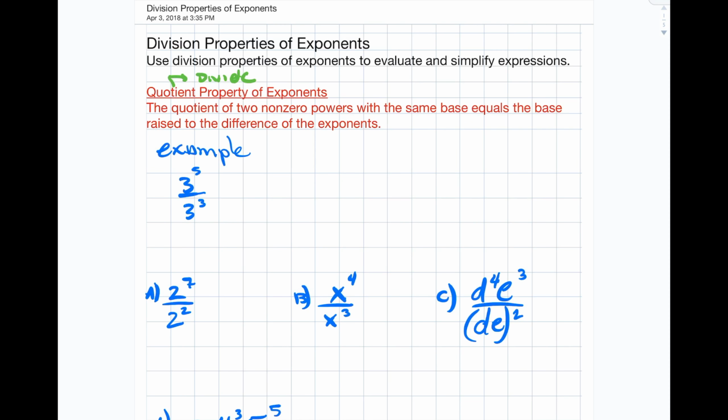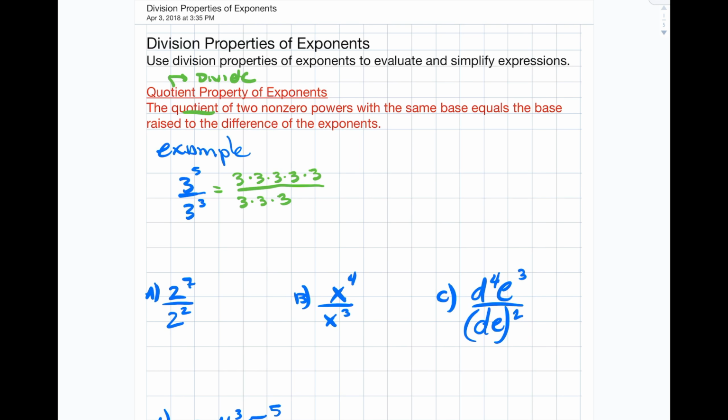This first property says the quotient of two non-zero powers with the same base equals the base raised to the difference of the exponents. There's a lot going on there, so let me show you what this is saying. We have 3 times 3 times 3 times 3 times 3, which is the same thing as 3 to the 5th power. On the bottom we have 3 times 3 times 3, which is 3 to the 3rd power.